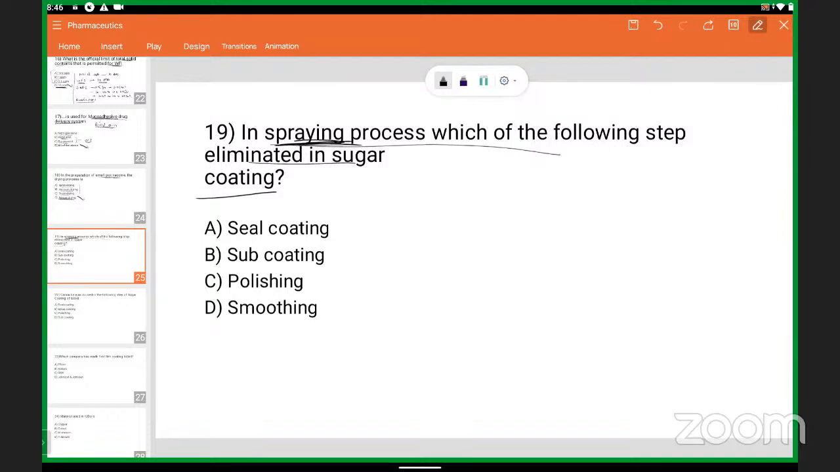there is seal coating, that is for preventing moisture penetration. Okay, the purpose is to seal the core of your tablet. Then sub coating, where you have to round the edges of the tablet, and we use it in weight buildup cases. Polishing is an option. In polishing, what we do relates to the finish of the tablet and the appearance, and we can say the luster is controlled by the polishing.